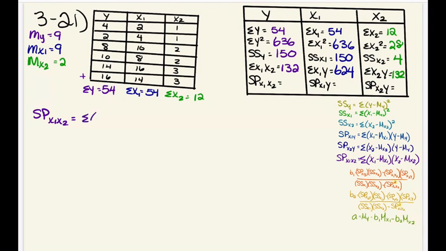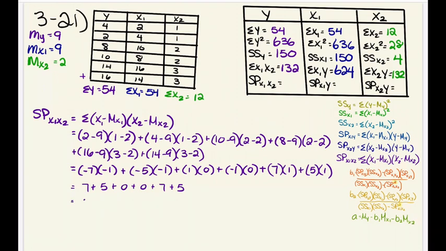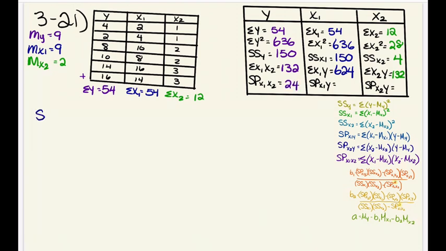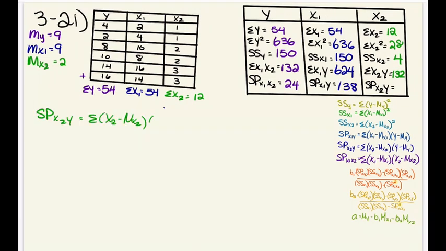Now we'll find the sum of products of deviations for x1 and x2 by taking the values of x1 and subtracting the mean and multiplying it by the corresponding value of x2 with the mean subtracted from it. We'll do this with each of the corresponding pairs individually and add them all together. We'll perform the same calculation to find the sum of products of deviations for x1 and y, and then we'll find the sum of products of deviations for x2 and y.